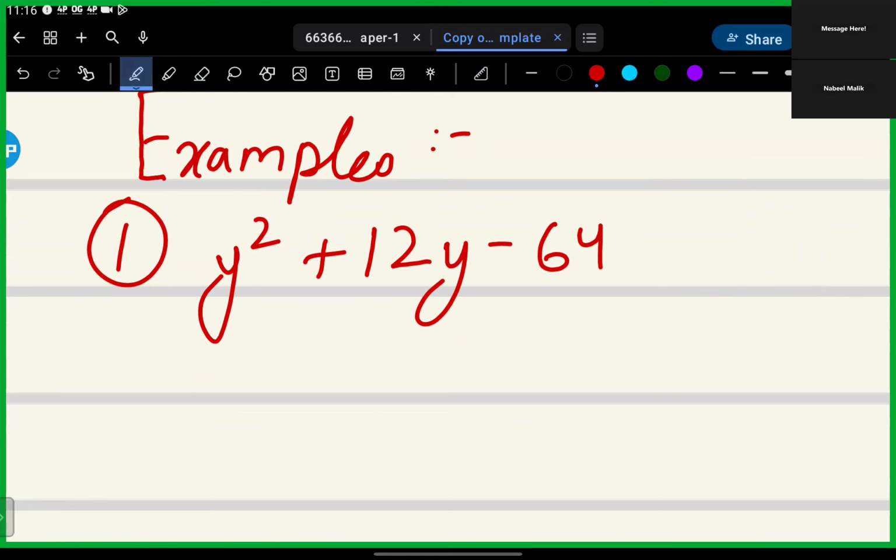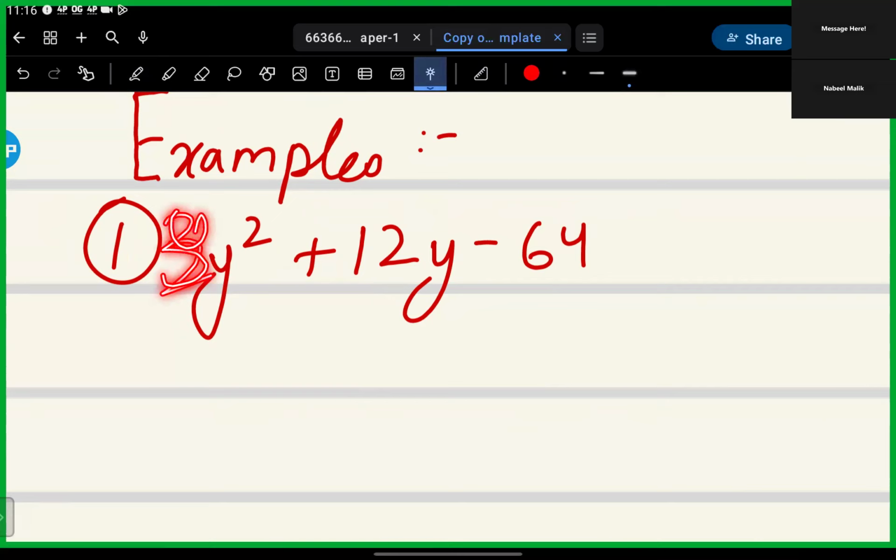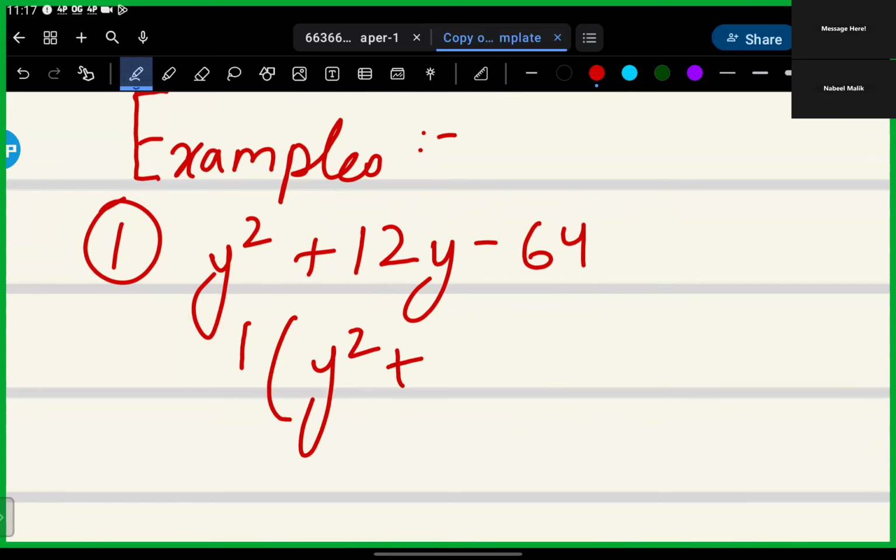First of all, you have to take a positive or a negative one common. In this case, you would take one common, but sometimes there could be a two or a three or a four or a five. Then in that case, you will take that common. The coefficient of y square, whatever it is, could be x squared, z squared, anything square, should always be one. So in this case, I'll take one common. Then y square plus 12y minus 64.